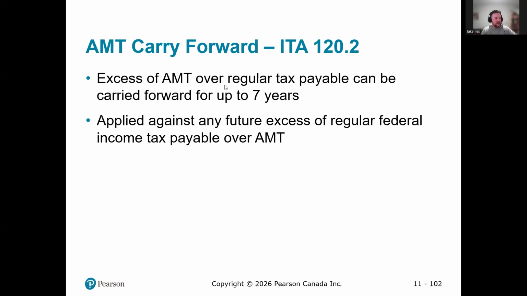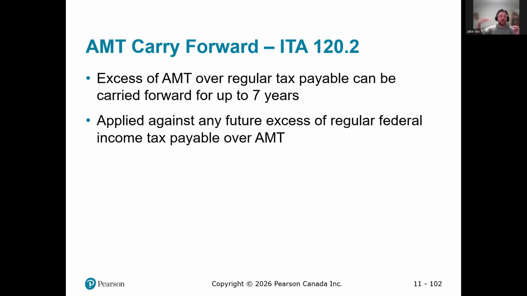Excess of AMT over regular tax payable can be carried forward for up to 7 years, applied against future excess of regular federal income tax over AMT. So, what these rules are saying is your tax payable calculates at, say, $10,000, but the AMT says you need to pay 15. You paid more taxes than the tax law says you should have. So this excess amount paid stays on your account.